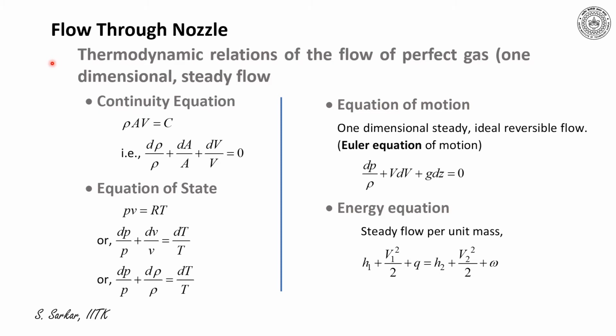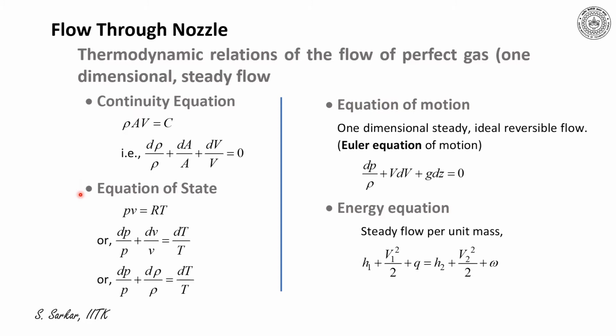Let us consider some thermodynamic relations of flow of perfect gas, considering the flow is one-dimensional and steady. Let's begin with the continuity equation. The continuity equation can be written as rho A V is equal to constant. Rho stands for density, A is area, and V stands for velocity. Thus, this equation can be put in the differential form as d rho by rho plus dA by A plus dV by V is equal to 0.